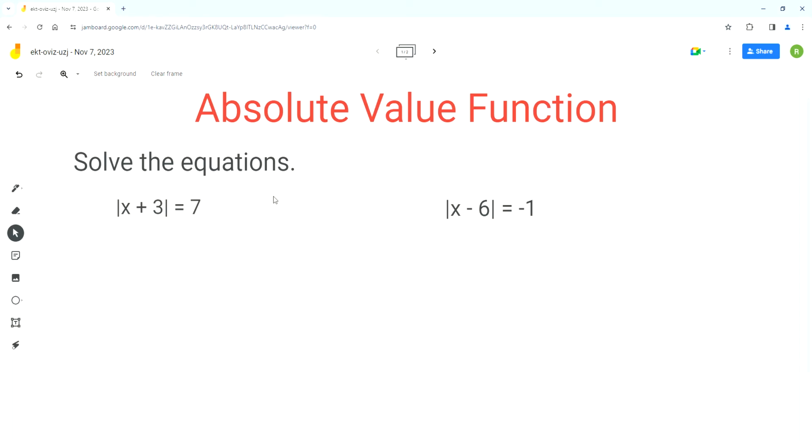So we have to solve these two absolute value function equations. Before we do that, let's try to understand what an absolute value function is. An absolute value function gives us the positive value of an expression or a value irrespective of its sign. No matter what the actual value of an algebraic expression or a number is, we always get the positive value of that number or algebraic expression from the absolute value function.